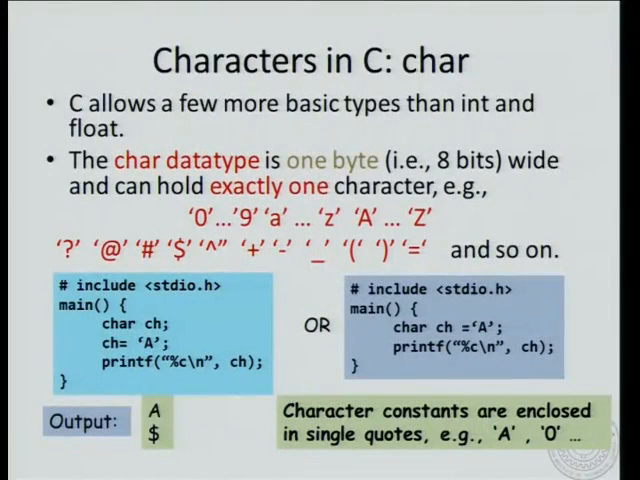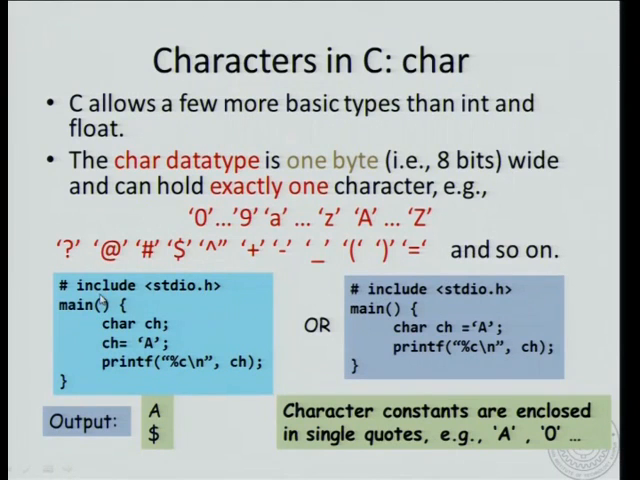C allows a character data type to be 1 byte, that is 8 bits wide, and 1 byte can hold exactly one character. For example, a character may be a digit like 0 up to 9. It can be a lowercase letter like a up to z. It can be an uppercase letter like capital A through capital Z and so on. Similarly, there are other characters, question mark, at, sharp and so on.